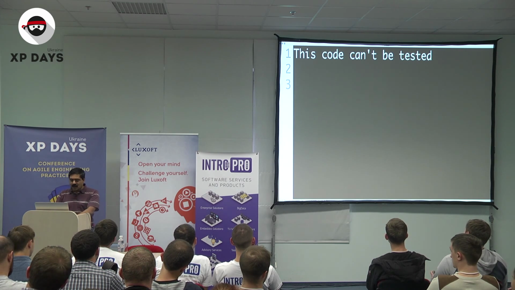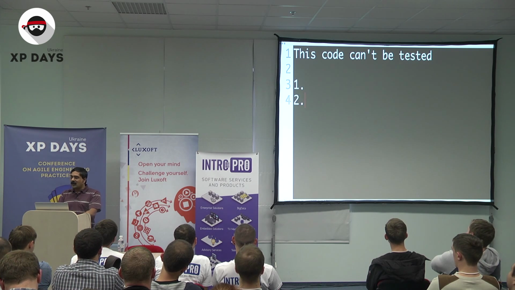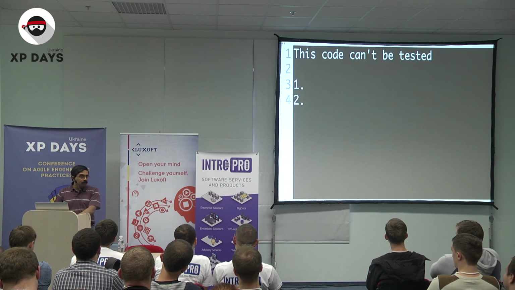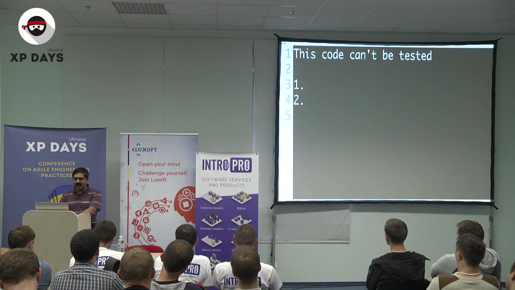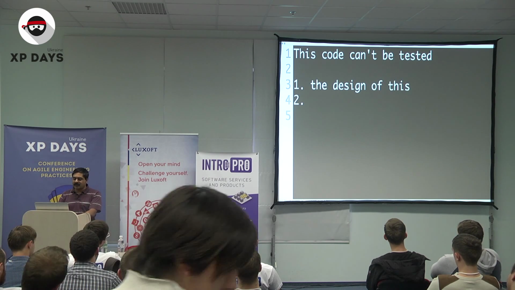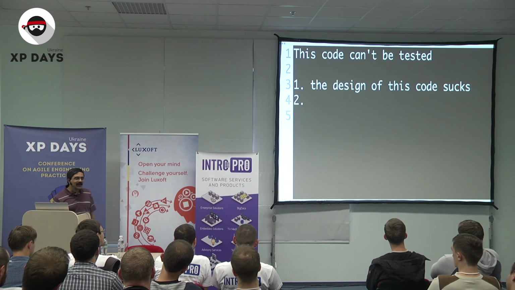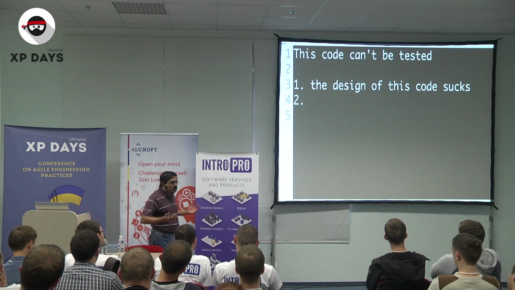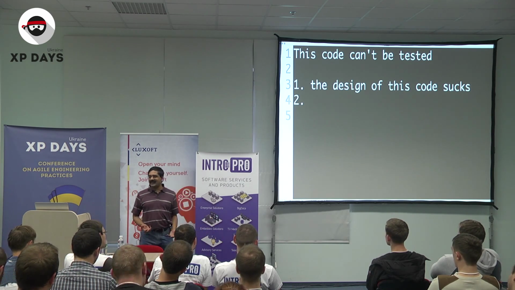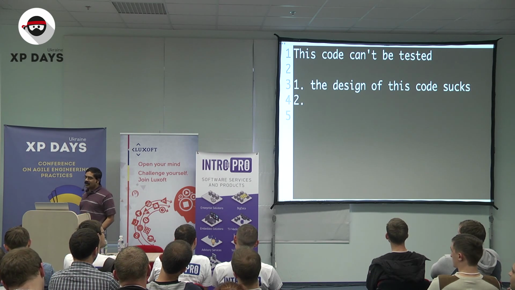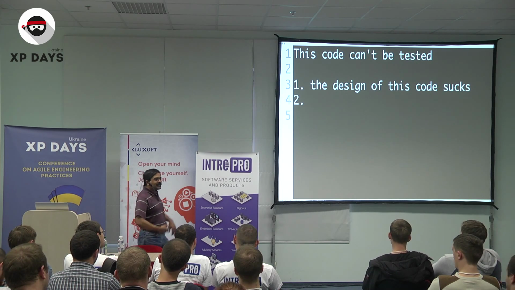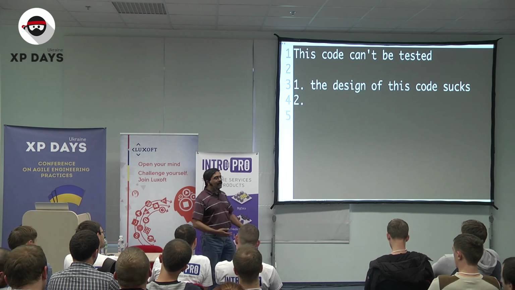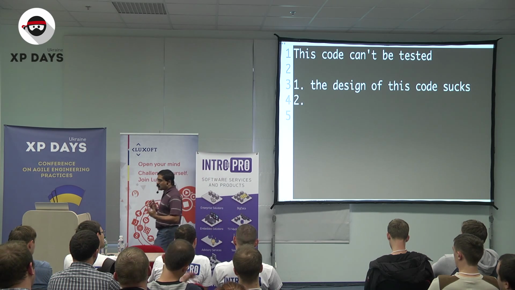Actually, what they are telling you is something a little different. They're telling you one or the other, or potentially both of these statements. So when somebody tells you this code cannot be tested, what they're really telling you is the design of this code sucks. Because if code is poorly designed, you cannot test it so easily. Oftentimes, the sign of having difficulty writing automated tests on a piece of code is a design issue.